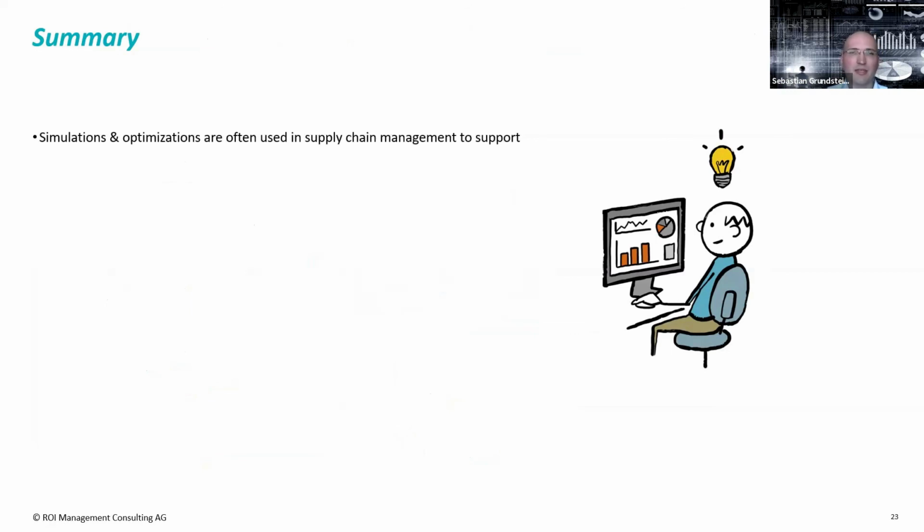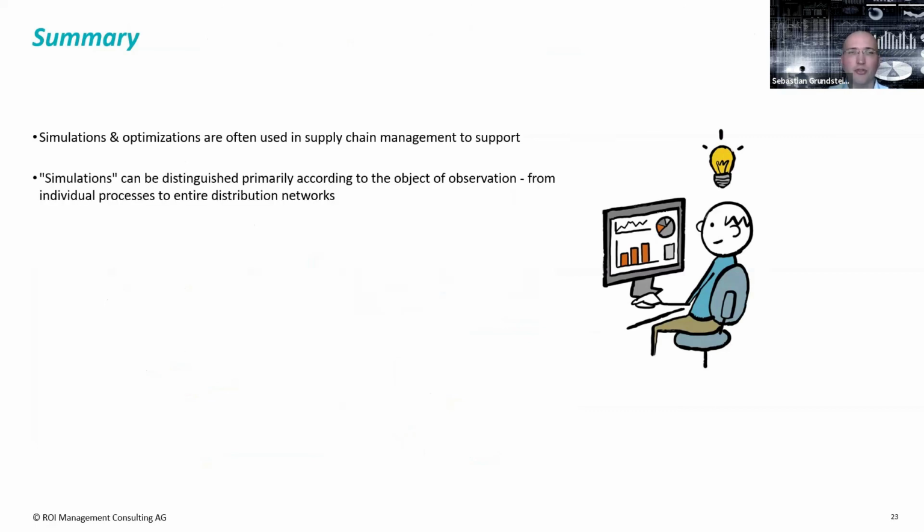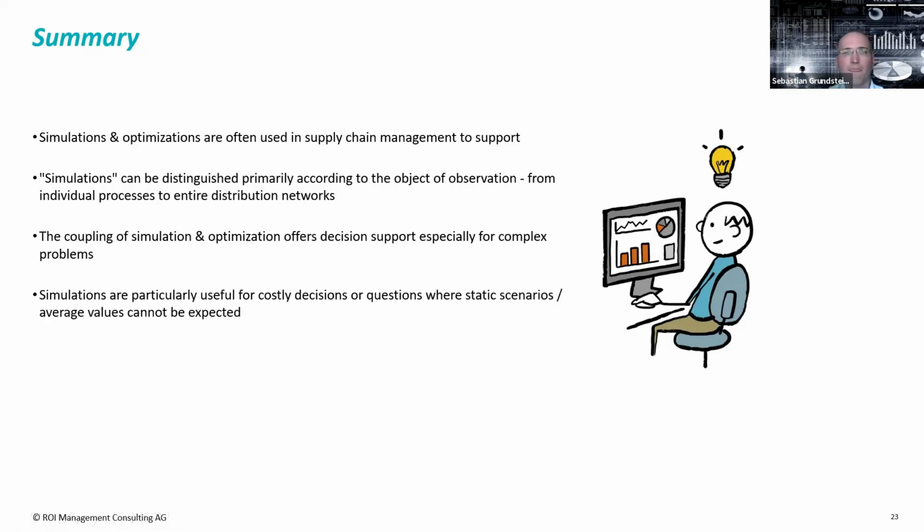I showed you some examples in supply chain management, and please keep in mind that in your discussion about supply chain strategy, you can use simulation and optimization as decision support. You can examine everything from a single workplace to whole distribution networks. Very powerful is the coupling or combination of simulation and optimization, especially for complex problems.